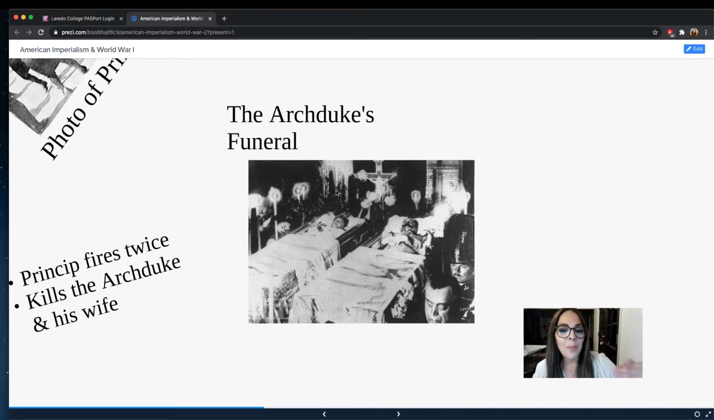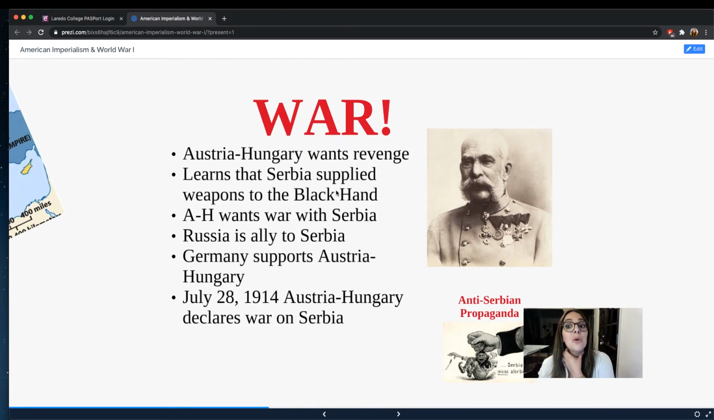But now come the consequences of this. Because Serbia is now in deep trouble. Once Austria-Hungary finds out that the Serbian government actually funded this terrorist attack, even with the bad cyanide, they need to answer for what they did. So Austria-Hungary wants revenge. They learned that Serbia supplied the weapons to the Black Hand, and they want war with Serbia. Now, this is where it gets interesting, right? Because those alliances are gonna trigger.